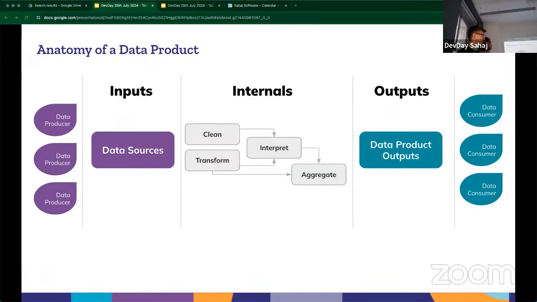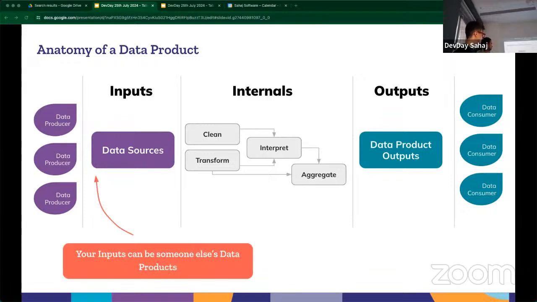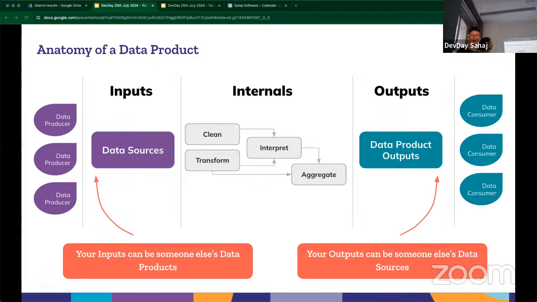And then you have your internals, which is everything that you do under the hood to convert your input into your output. Now, what's important to call out is that your input can be someone else's data product, and this will be very relevant to the data contract conversation. And your output, in turn, can be someone else's data source acting as input into their products, which also has relevance to the data contracts.